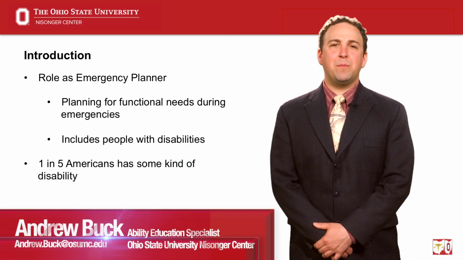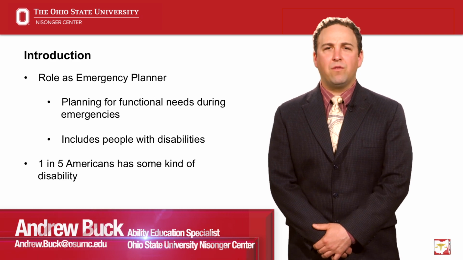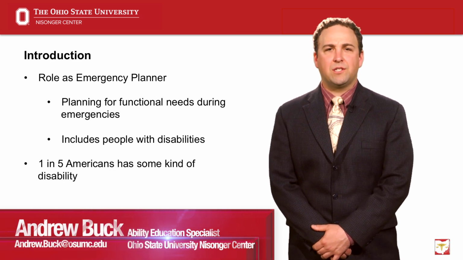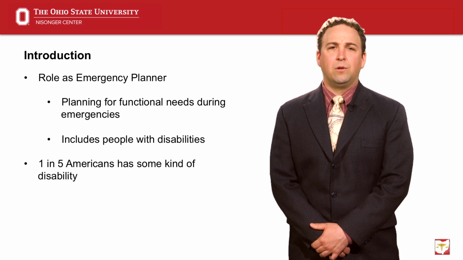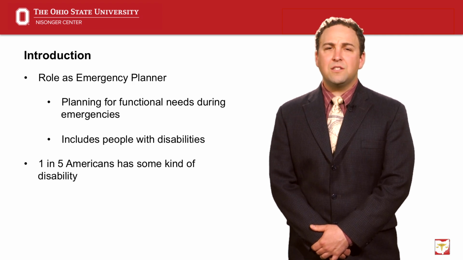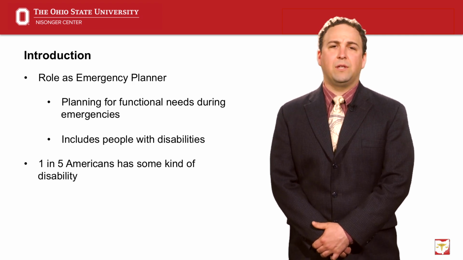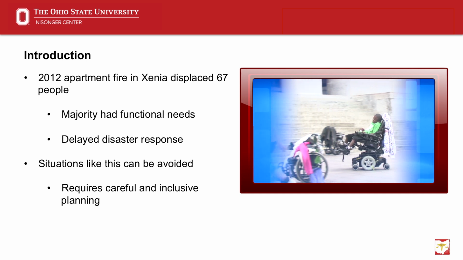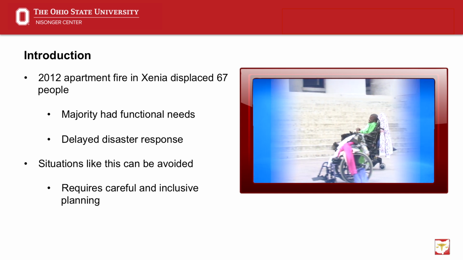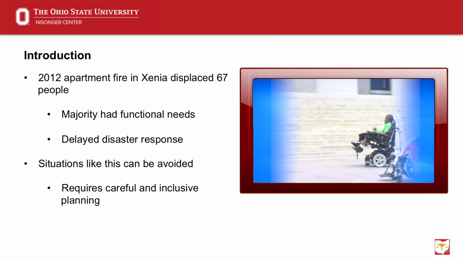As an emergency planner, you make plans to meet the functional needs of a wide variety of people in case of an emergency. One of those groups of people, people with disabilities, constitutes a large portion of the general population. In fact, roughly 1 in 5 Americans has some kind of disability. You are sure to have people with disabilities in your jurisdiction as an emergency planner. People with disabilities may have functional needs that will require accommodations during and after emergency response.